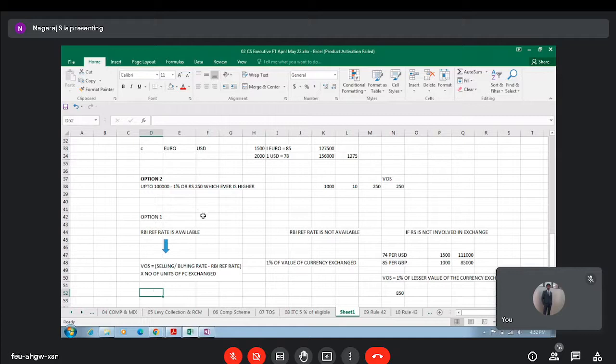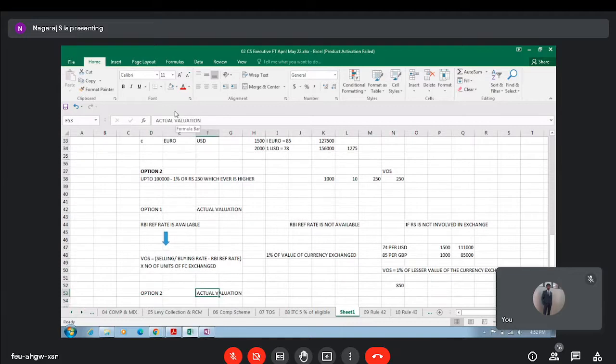This is the first option. It is also called as actual valuation. Actual valuation. Next, there is another option available to the foreign exchange dealer. It is called as deemed valuation.